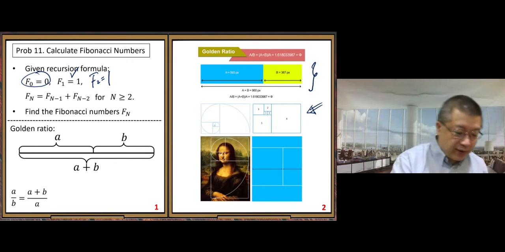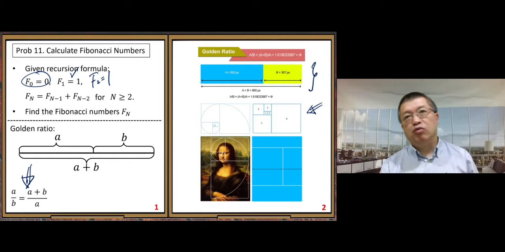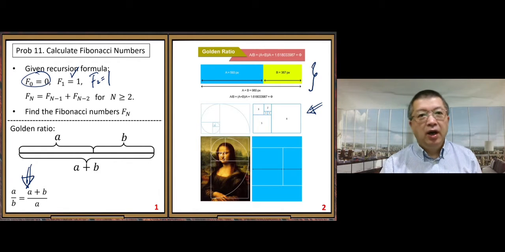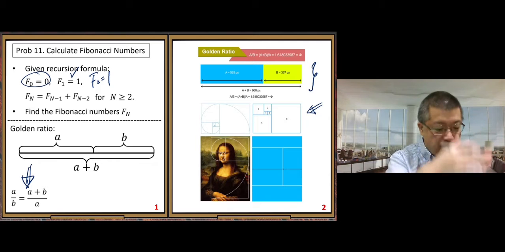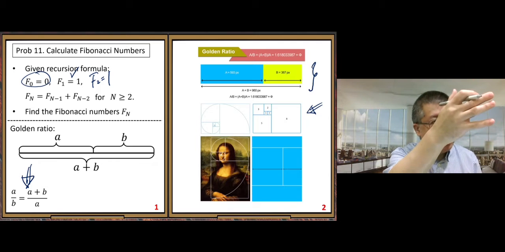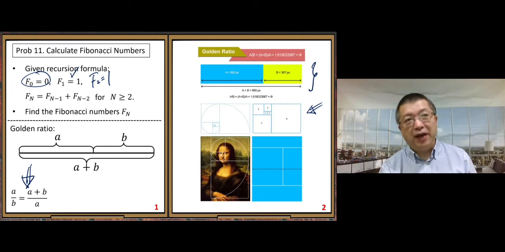If we require this ratio property, what should be the ratio? What should be the ratio of that bigger line segment over smaller line segment? We want to find that.